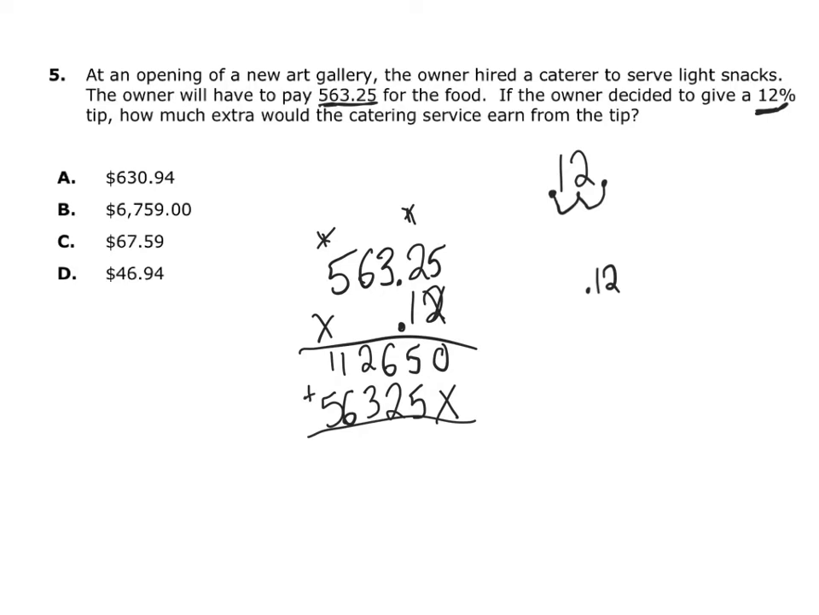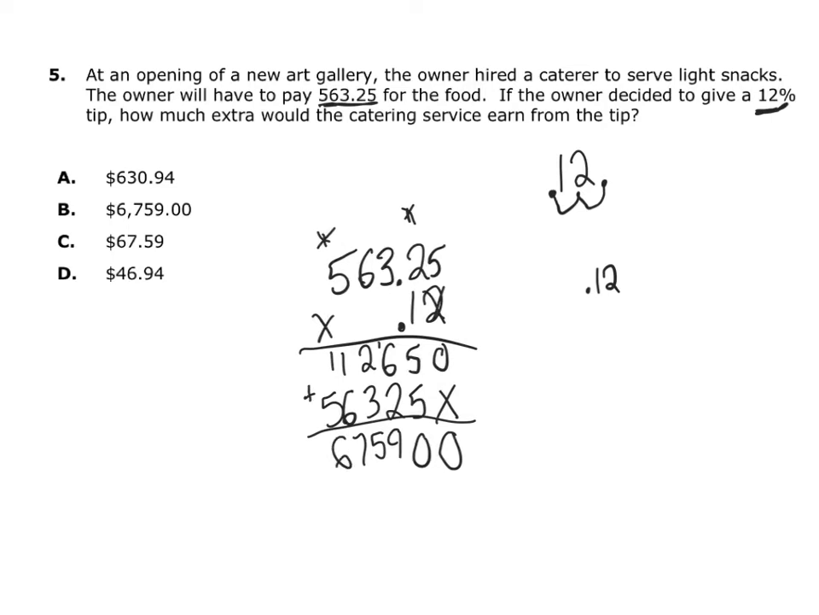Now we have to add. We get 0. 5 plus 5 is 10. Carry the 1. 6 plus 2 is 8. Plus 1 is 9. 2 plus 3 is 5. 1 plus 6 is 7. 1 plus 5 is 6.